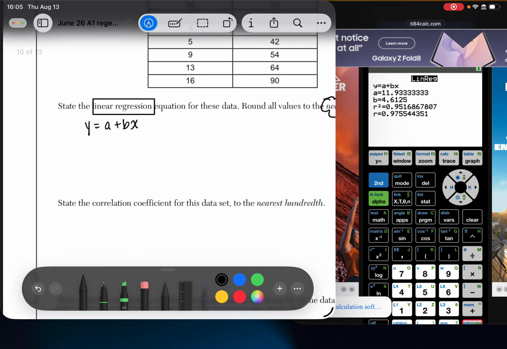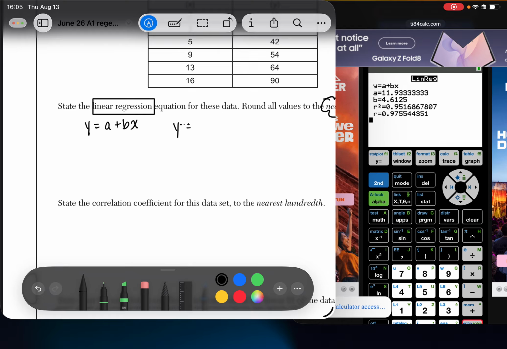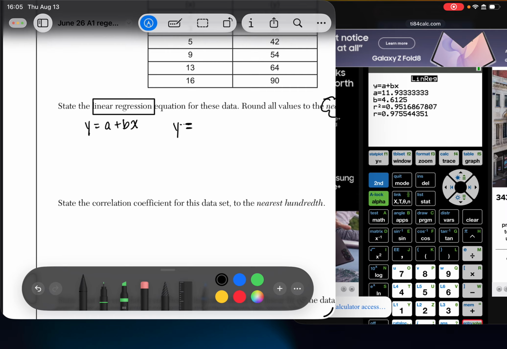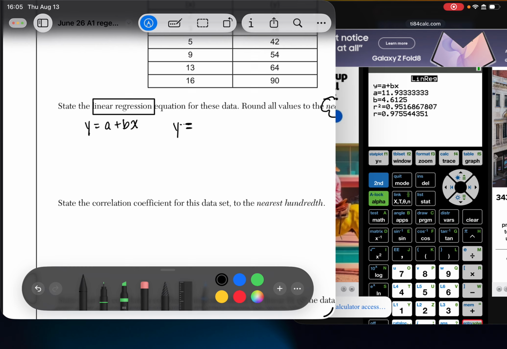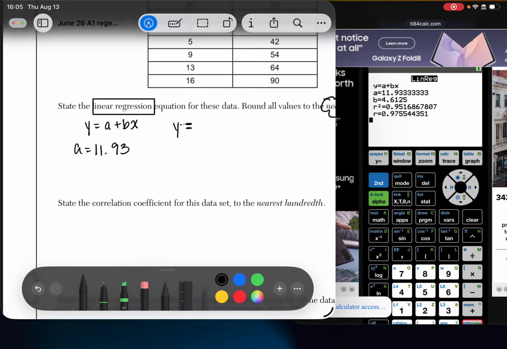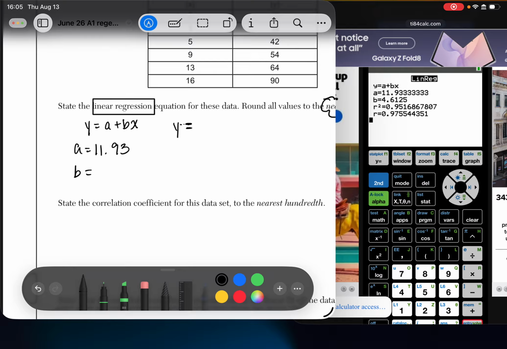So we're going to set it up as y equals. Since a is 11.93 repeated, we're going to take that 9, look next door to that 3. That 3 is in the 100th place, which means that we need to look to the right of it, in the thousands place. Since it's below 5, our value is just going to be a equals 11.93. So the 3 will stay the same, and then we drop all the other numbers to the right of that 3. And then our b value, which is 4.6125.